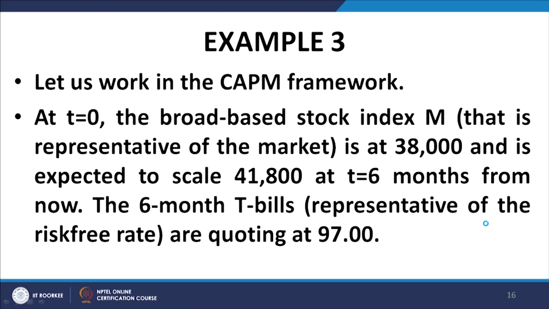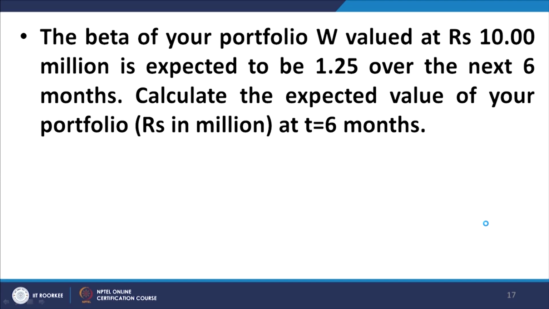The 6-month T-bill quote rather, is at 97. That means, at the end of 6 months, if you get 100 on the T-bill, today you have to pay 97. This gives you a measure of the risk free rate valued over 6 months. The beta of your portfolio W, valued at rupees 10 million, is expected to be 1.25 over the next 6 months. Calculate the expected value of your portfolio in rupees million at t equal to 6 months.